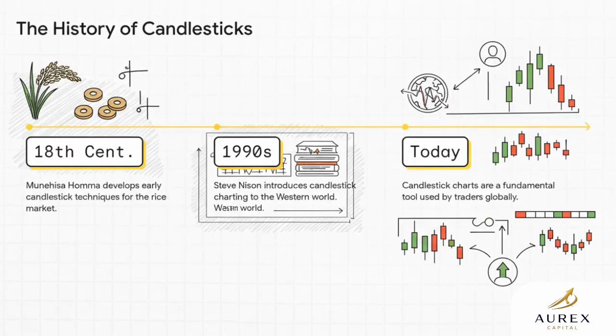And look, this isn't some newfangled trading fad. The whole idea actually goes way back to the 1700s in Japan. A rice trader named Munehisa Homa figured out that the emotions of traders were a massive driver of price. Fast forward to the 1990s, and a guy named Steve Nison brought this incredible technique to the West. Now, it's an absolutely fundamental tool for traders everywhere.